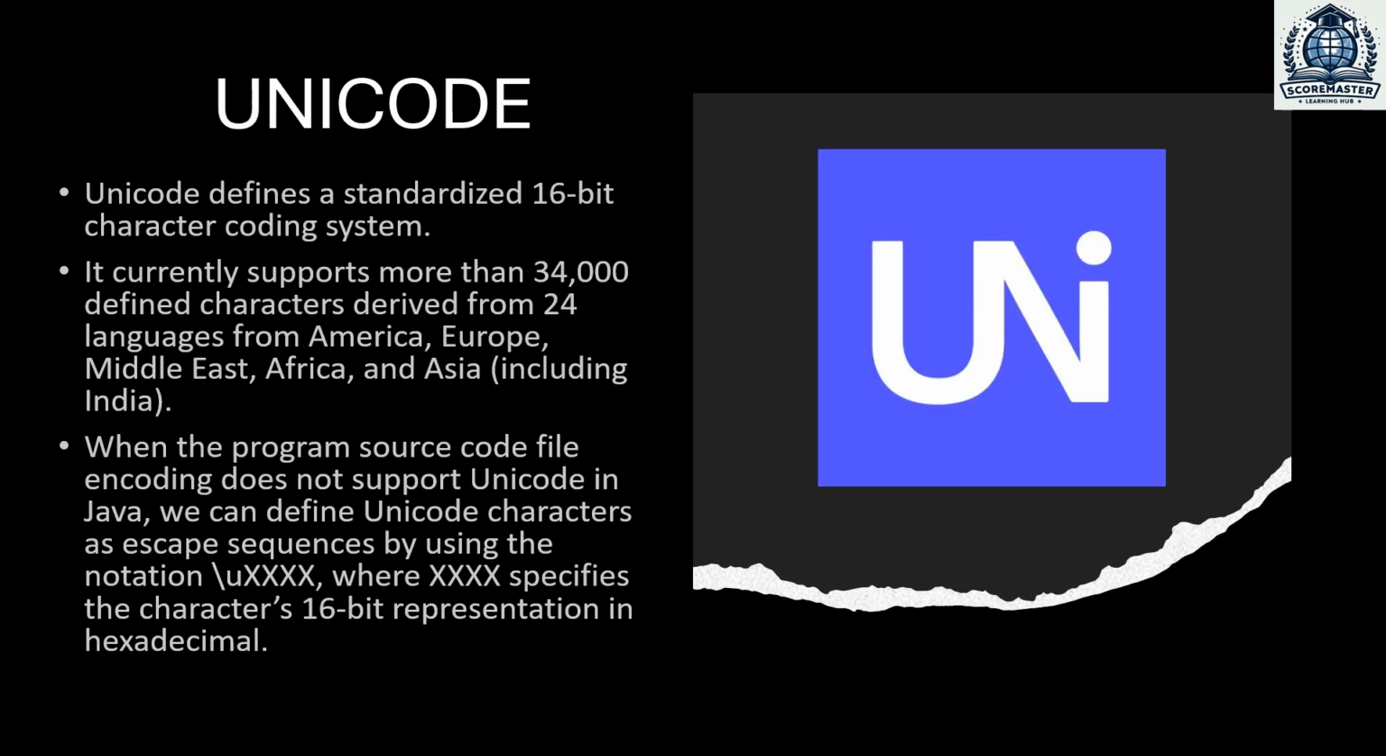Unicode. Unicode defines a standardized 16-bit character coding system. It currently supports more than 34,000 defined characters derived from 24 languages from America, Europe, Middle East, Africa, and Asia, including India.